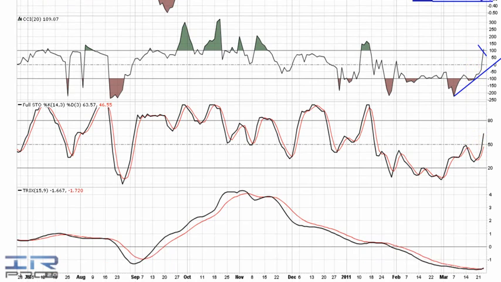That's indeed what's happening. Full stochastic, trending upward, making a break through 50, moving to the bullish side, overall developing a strong upward channel. It's a very bullish indication as well for the full stochastic.